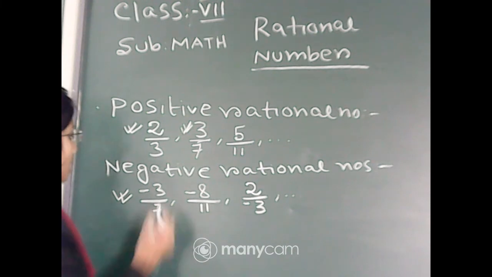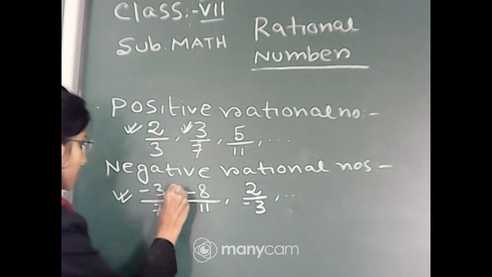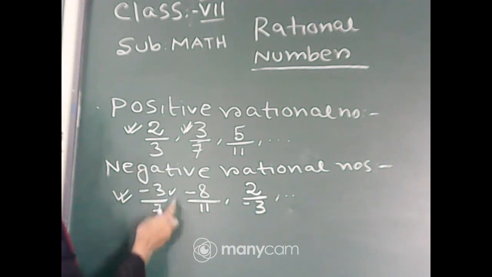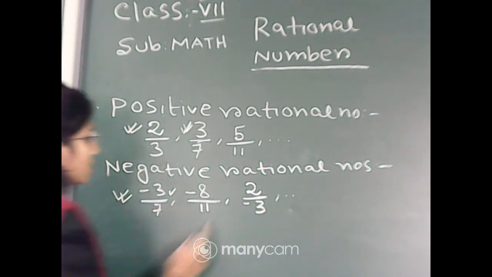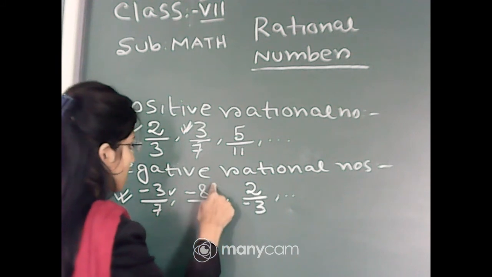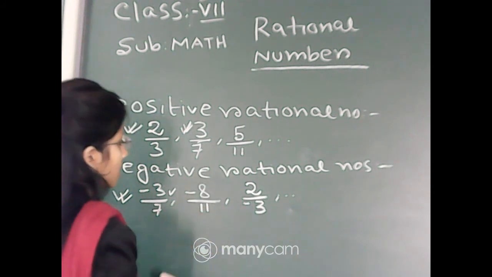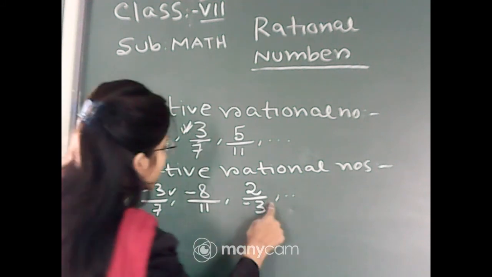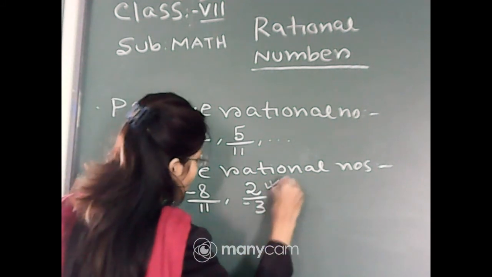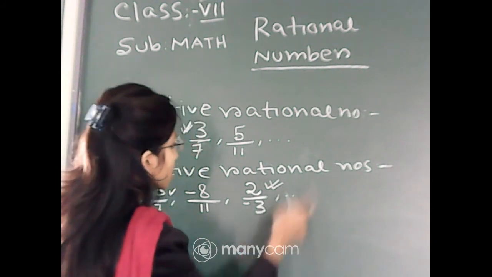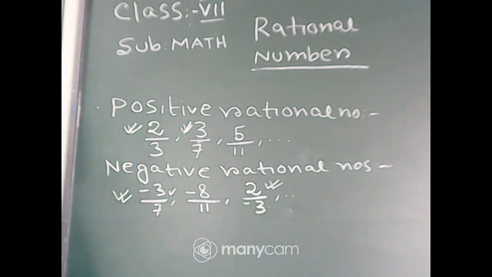Again I repeat, here the numerator is negative and the denominator is positive, so this is a negative rational number. In this case, the numerator is negative and the denominator is positive, so this is also a negative rational number. And in this case, the numerator is positive and the denominator is negative, so this is also a negative rational number.